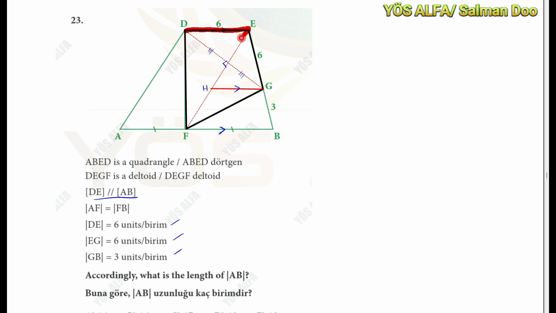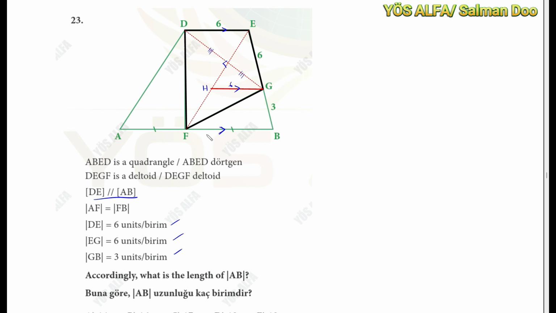We'll start from these two triangles. These two triangles are similar, so we can take the ratio of their sides. Since the ratio of this side and that side is 1 to 1, the ratio of this side and that side must also be 1 to 1. Since DE is 6, HG must be 6 too.